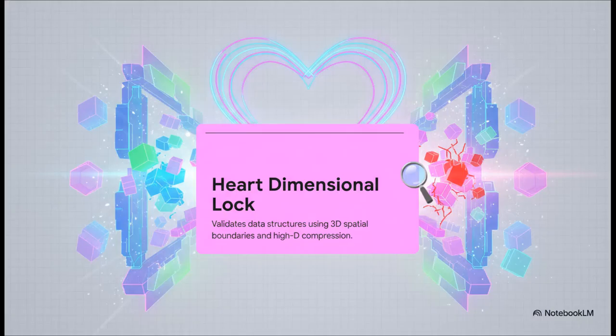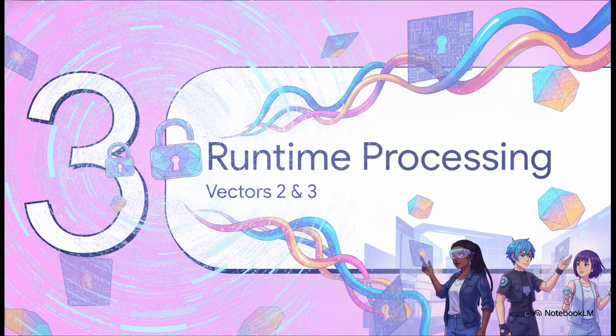So the real takeaway is understanding what that massive equation actually does. It's called the Hart-dimensional lock. And yeah, I know, it sounds like something straight out of a sci-fi novel. But in practical programming terms, it's basically a highly advanced mathematical validation filter. It validates the incoming data structures using these 3D spatial boundaries and high-dimensional compression. It's pretty simple when you boil it down. If the shape of the data doesn't fit the strict geometry dictated by the math, it simply doesn't get through the gate. No exceptions. That brings us to Section 3, Runtime Processing, Vectors 2 and 3.